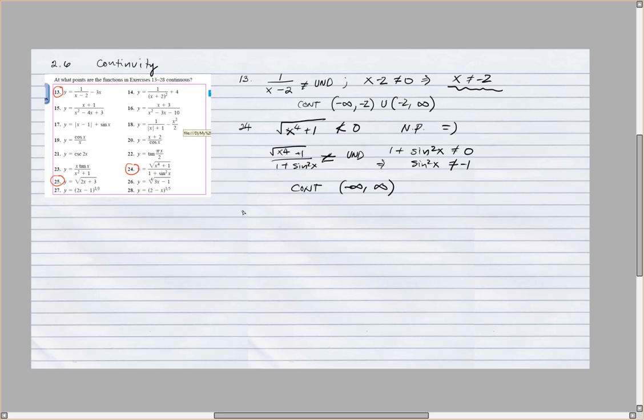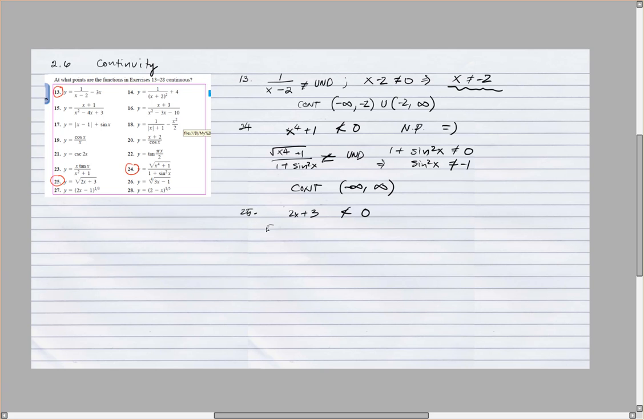Now the last part, 25. 25 only has one issue, and that is that 2x plus 3 cannot be less than 0. Okay? Oh, sorry, cannot be undefined. So if we go back to this, it's really that x to the 4 plus 1 cannot be less than 0. And here, 2x plus 3 cannot be less than 0.